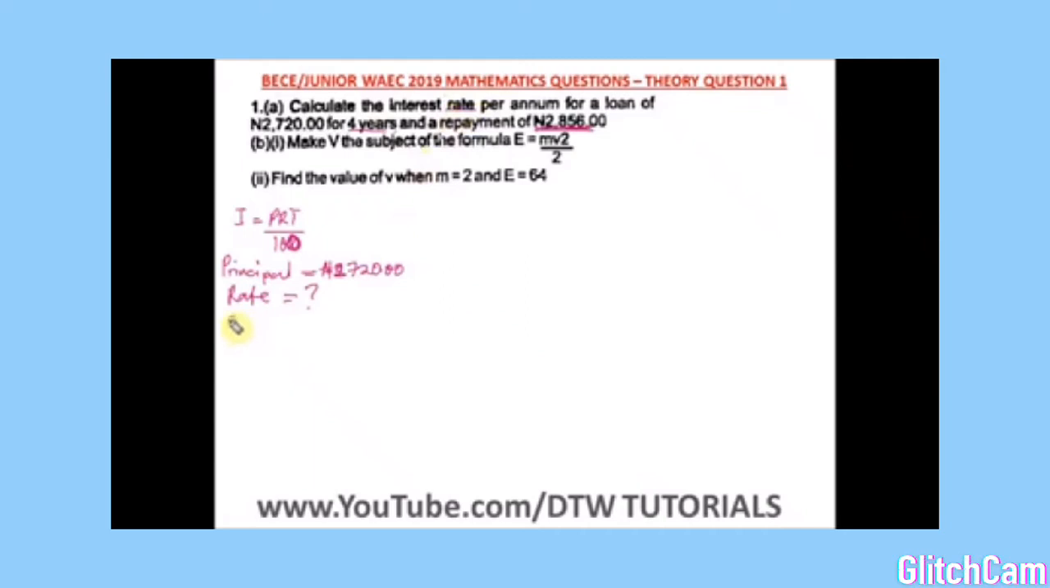The next thing, what is our time? Our time, T, is equal to 4 years. So we write 4 years. And I, our interest, what is our interest? We're not given our interest here, so we have to find our interest. We're not given our interest, but we're given the amount A. Let's just put this equal to first.